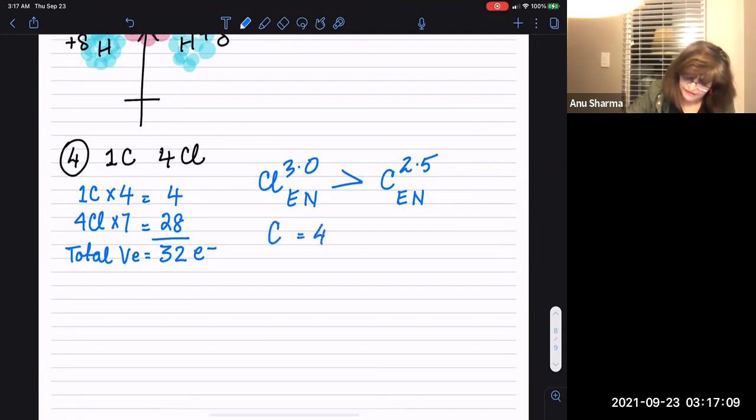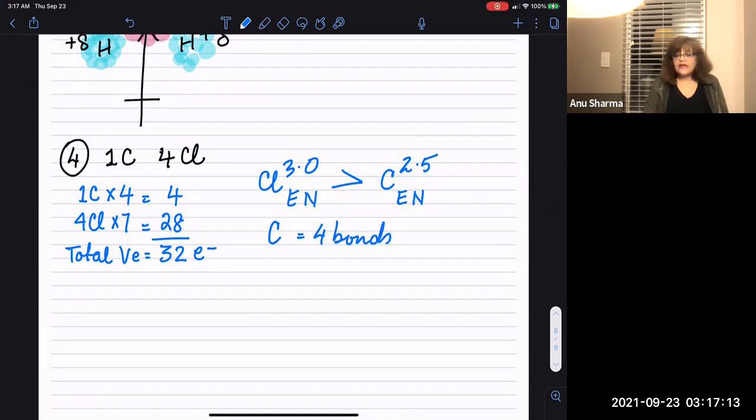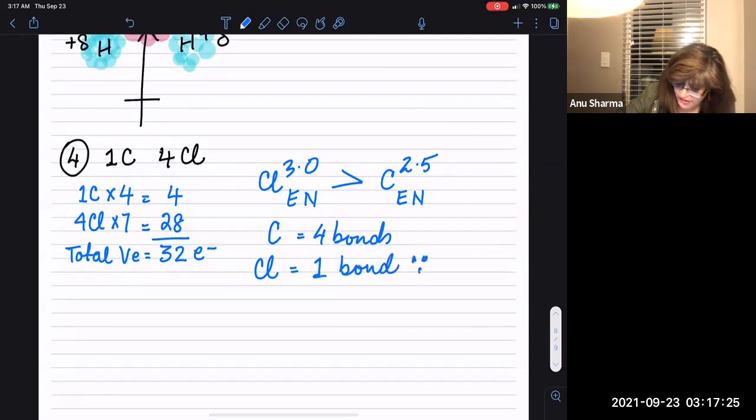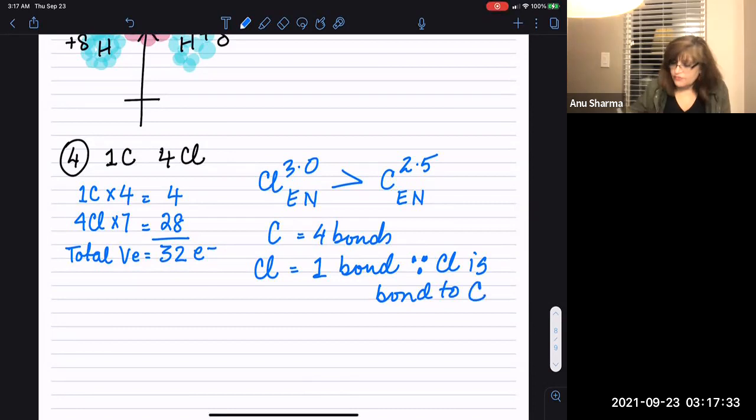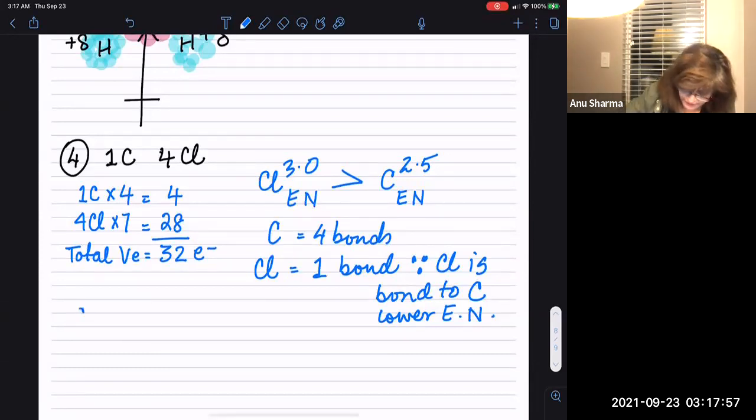Carbon makes four bonds, and because chlorine is electronegative, but chlorine is attached to carbon, which is less electronegative, chlorine will only make one bond. If chlorine was bonded to oxygen, then it would have made like 3, 5, and 7 bonds. But chlorine is only bonded to carbon, which has a lower electronegativity. So chlorine will only make one bond. Next is which one should be the central atom. Carbon is making four bonds. So carbon gets to be in the center.